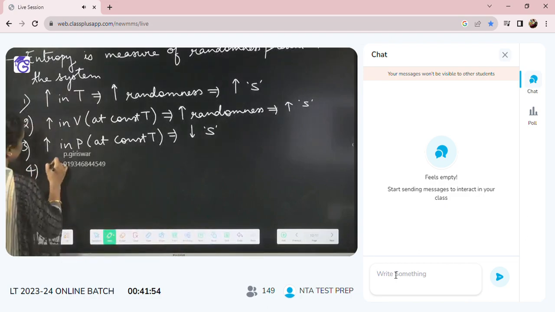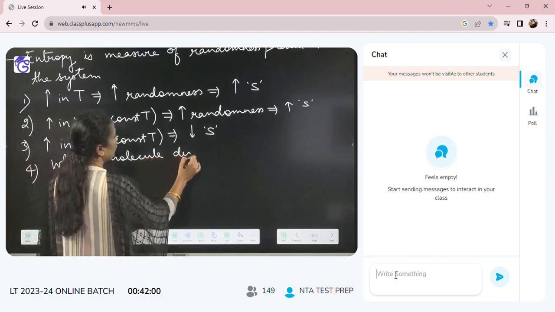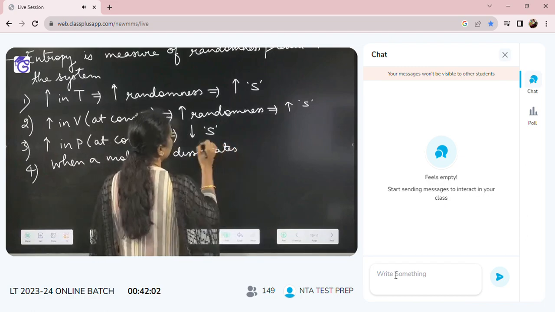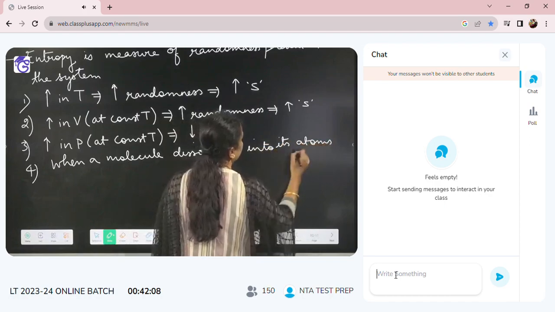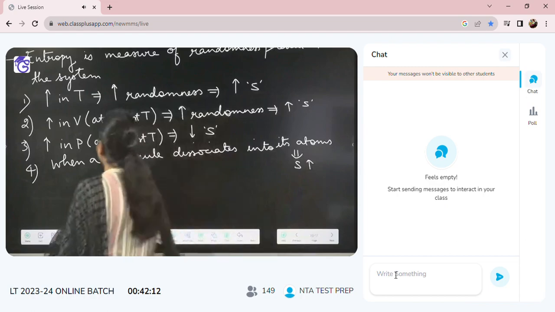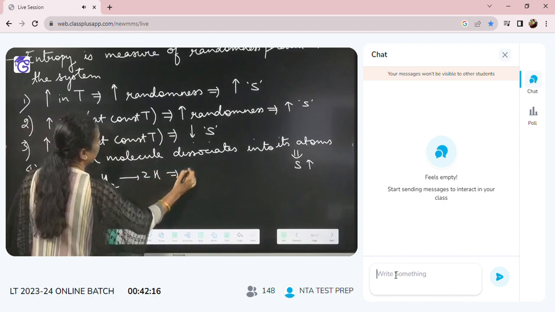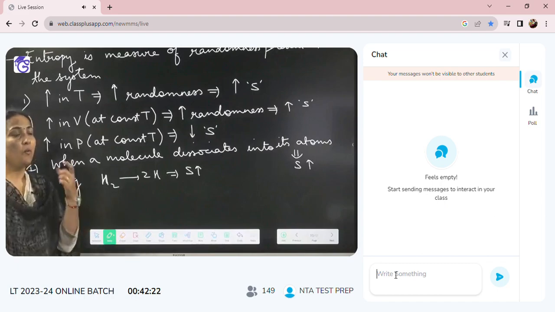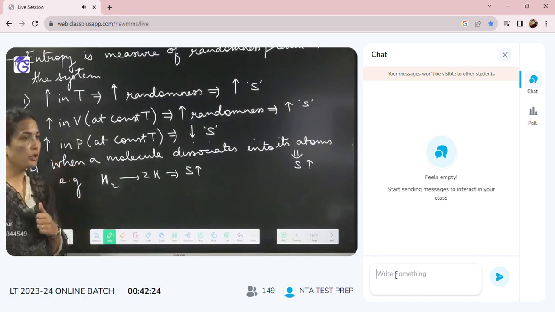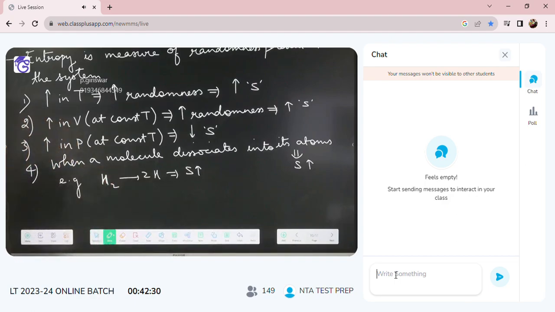Then, when a molecule dissociates into its atoms, entropy also increases. For example, if you have H2, it becomes 2H. I say that entropy is increasing in this process because earlier I had basically one particle, which is one H2 molecule. Now I have broken it and got two particles, and because of that randomness is going to increase. No, Jonathan, that is a wrong concept.